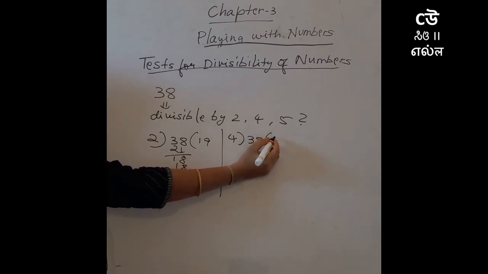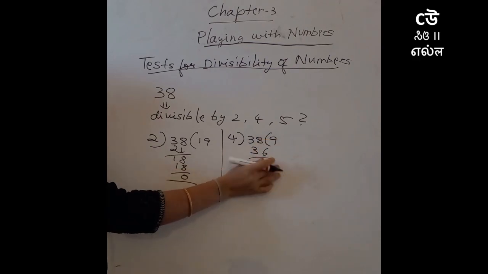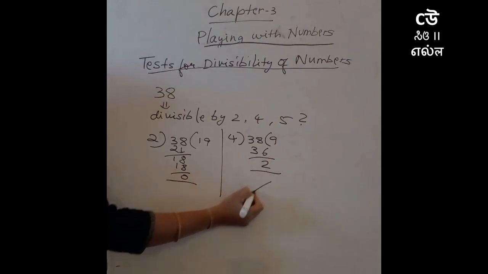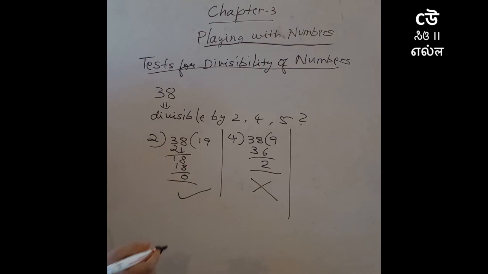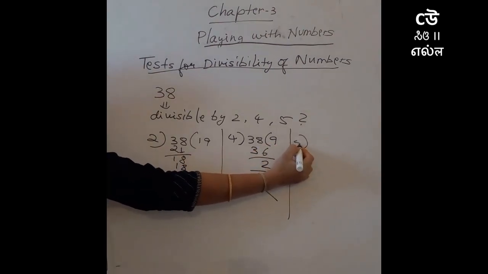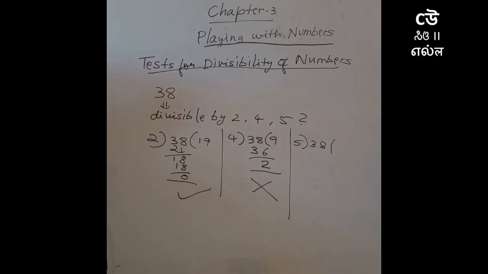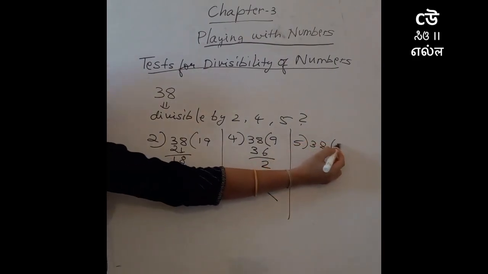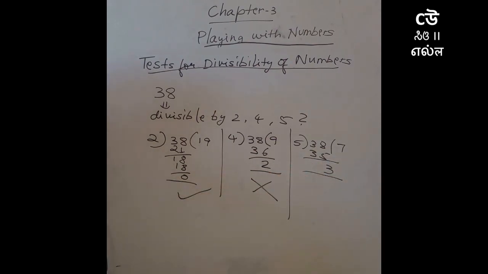For 4, 4 nines are 36, right? So 8 minus 6 is 2, so with 4 it's not divisible, with 2 it's divisible. Next, see for 5. 5 sixes are 30, 5 sevens are 35, so 8 minus 5 you'll get 3.